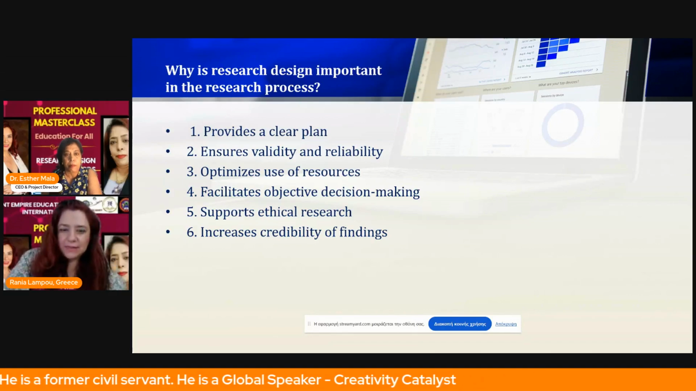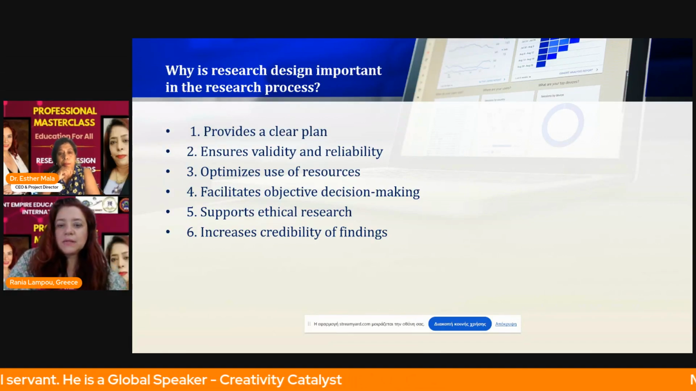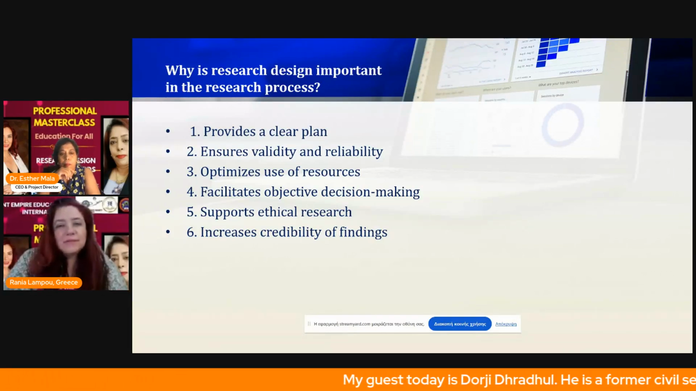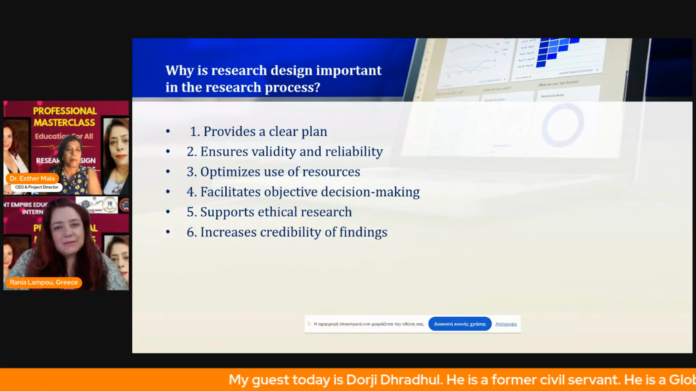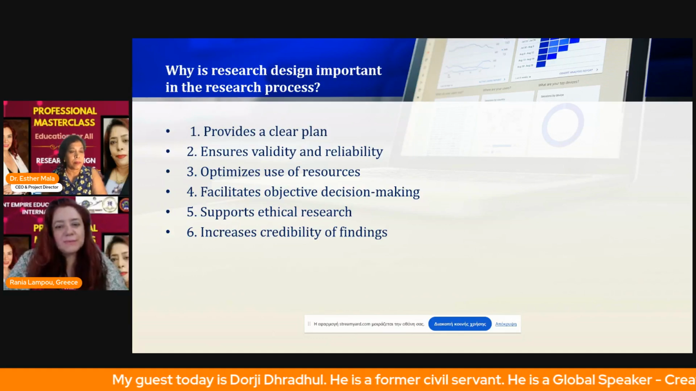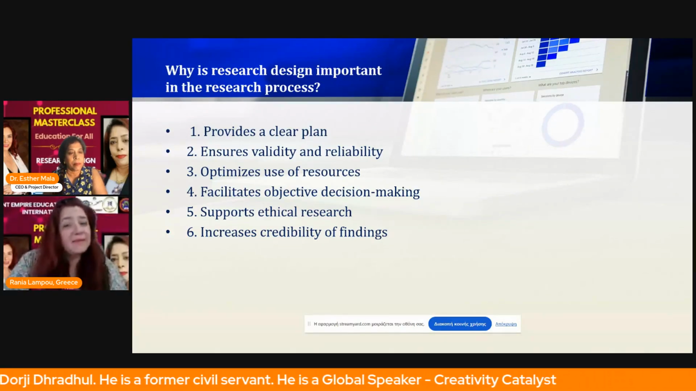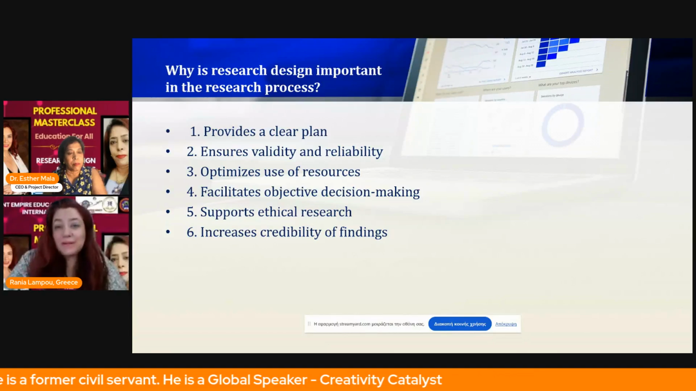a research design, you may collect random data and you may get inconclusive results. With a research design, you will define the hypothesis, your variables, your sampling method, your data tools, and analysis strategy, making your findings meaningful and reproducible.